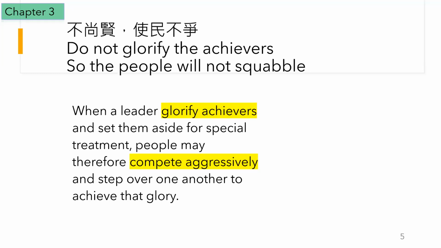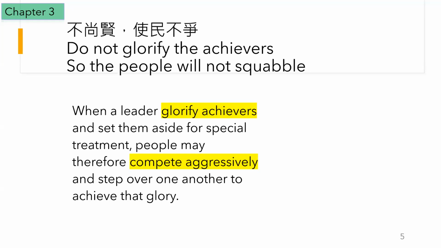So a leader should not only avoid glorifying his own position, power, and superiority, but should also avoid glorifying achievers among his people. But we might think there's nothing wrong with glorifying achievers. We do our best to win a trophy. We do our best to win a prize, an award. There's nothing wrong. But we are studying Tao Te Ching. We are not studying any other chicken soup or whatever.